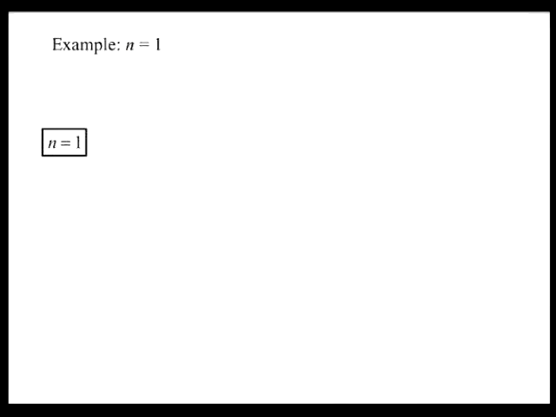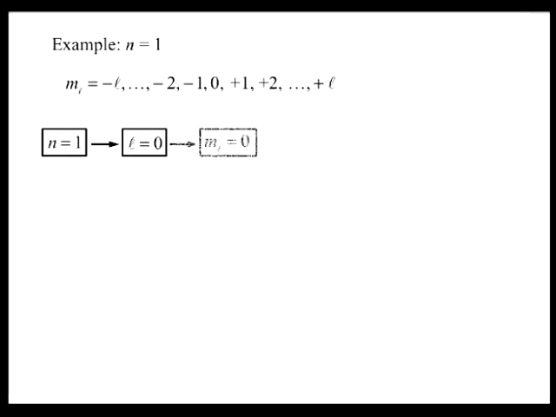The orbital quantum number L can take integer values from 0 to n minus 1, which, in this case, only allows L equals 0. The magnetic quantum number ml can take integer values between plus L and minus L, for which again only leaves 0 as a possibility.